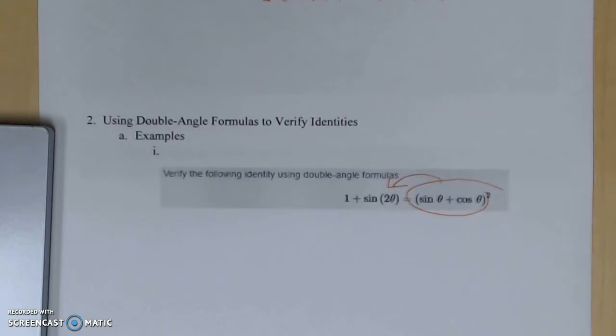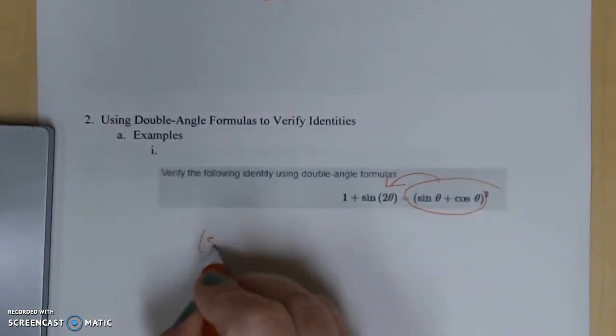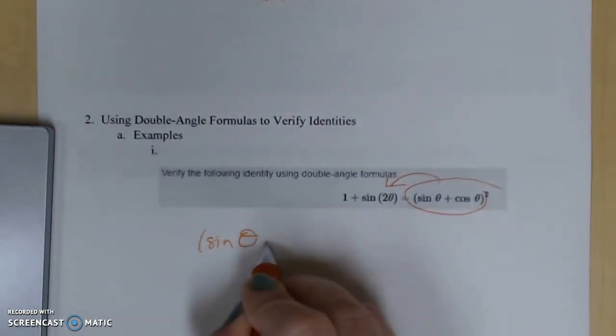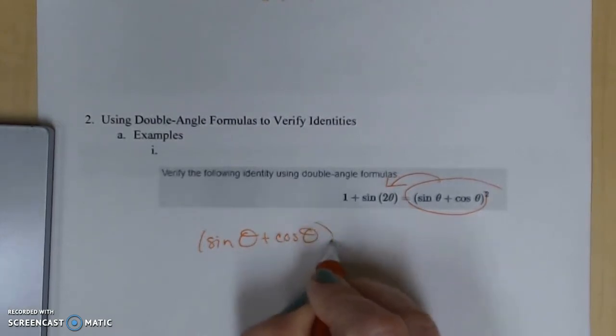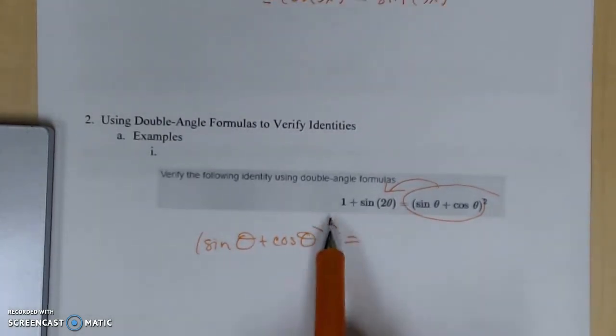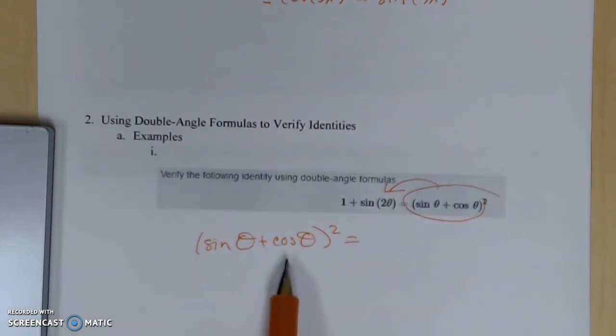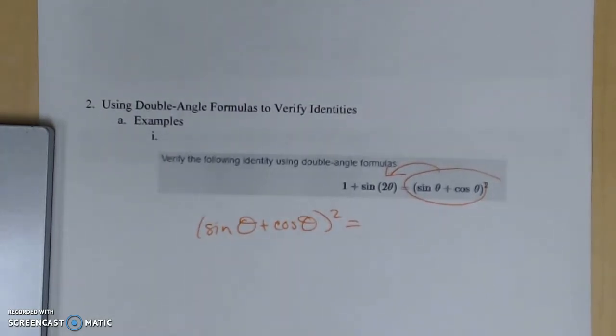And so I'm going to be starting with the right and moving to the left in this example. So I want to work with sine theta plus cosine theta squared. And I want to eventually get to this part of the problem. So what I'm going to do is multiply this out. I'm just going to multiply the binomial, or FOIL method if you like.